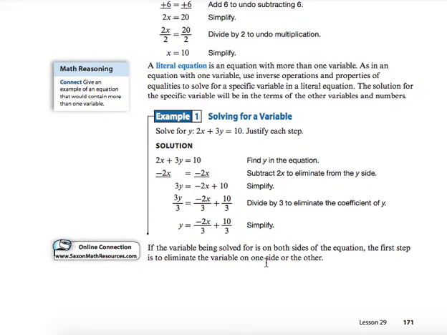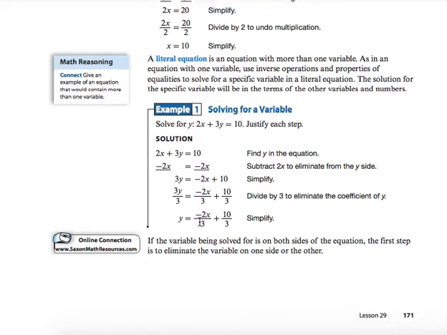If the variable being solved for is on both sides of the equation, the first step is to eliminate the variable on one side or the other. So you've got to get rid of the x in this case and then solve for just the y on this side of the equation.